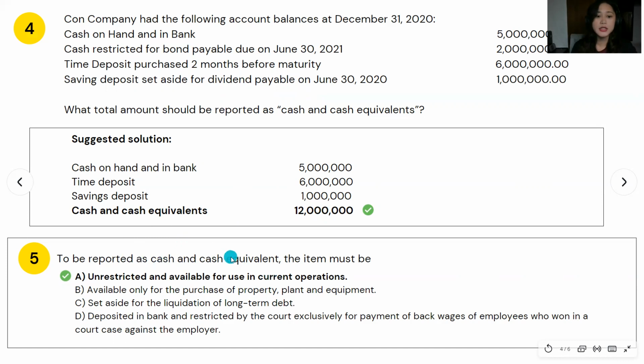To be reported as cash and cash equivalent, the item must be A. Unrestricted and available for use in current operations. So, yun yung correct answer since dapat ang cash ay always available and not restricted. Yung for purchase of PPE is a non-current fund, so hindi siya kasama. Liquidation of long-term debt, non-current liab, hindi kasama. Restricted is not included. So, ang answer is yung letter A.